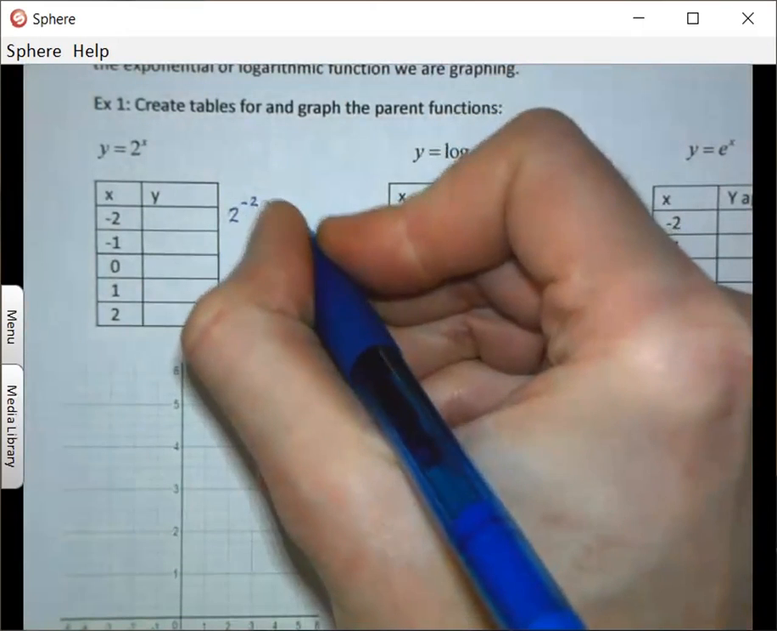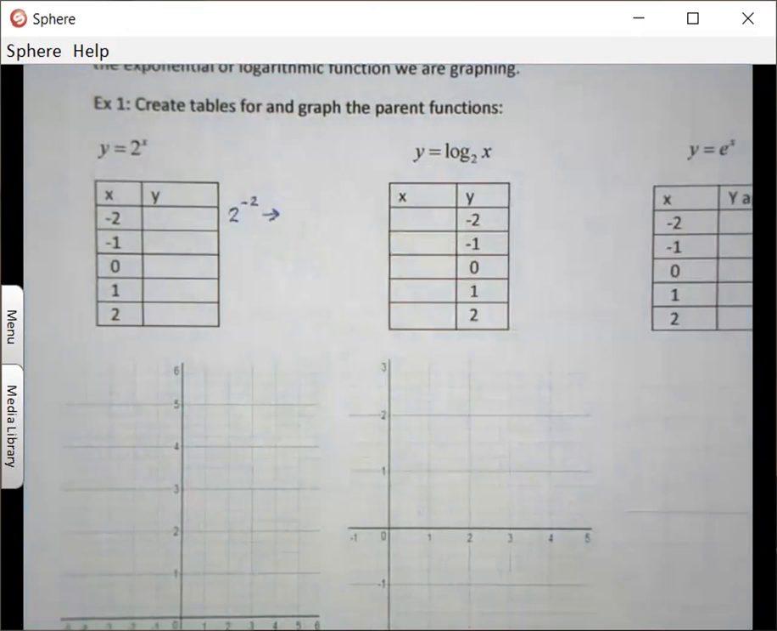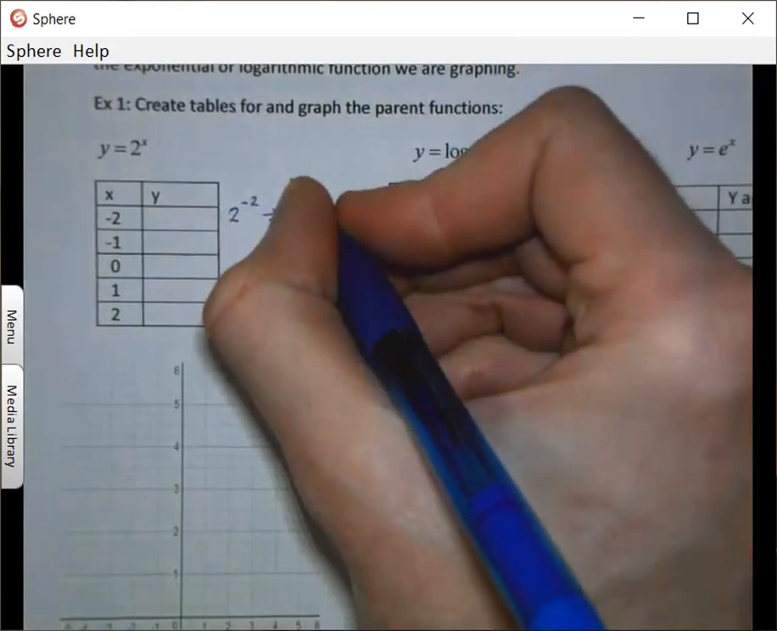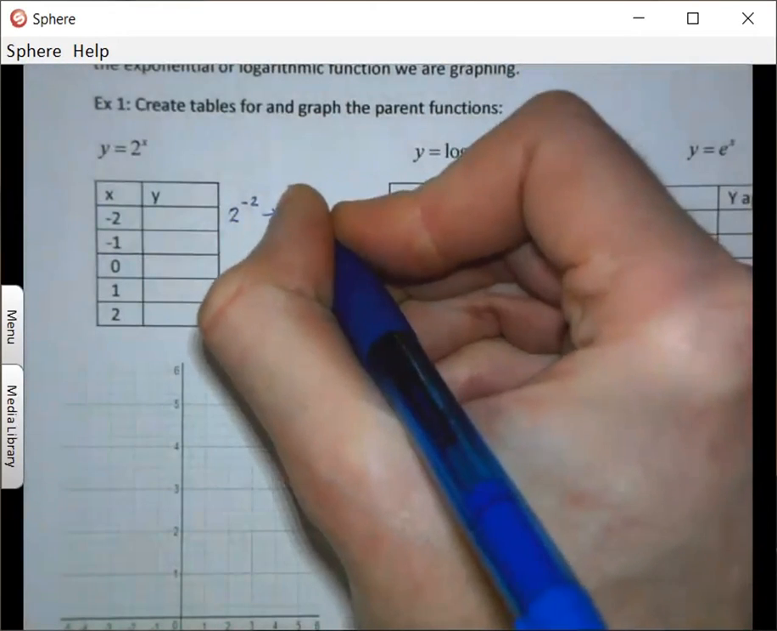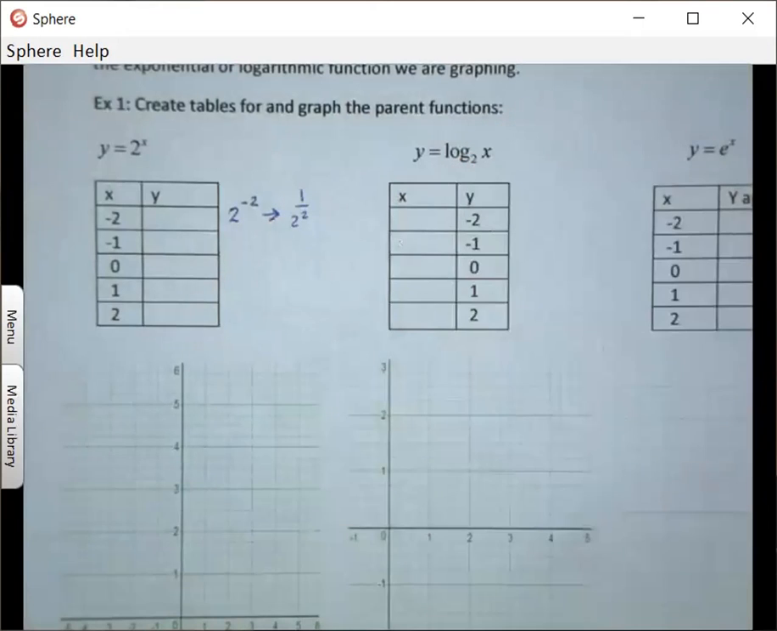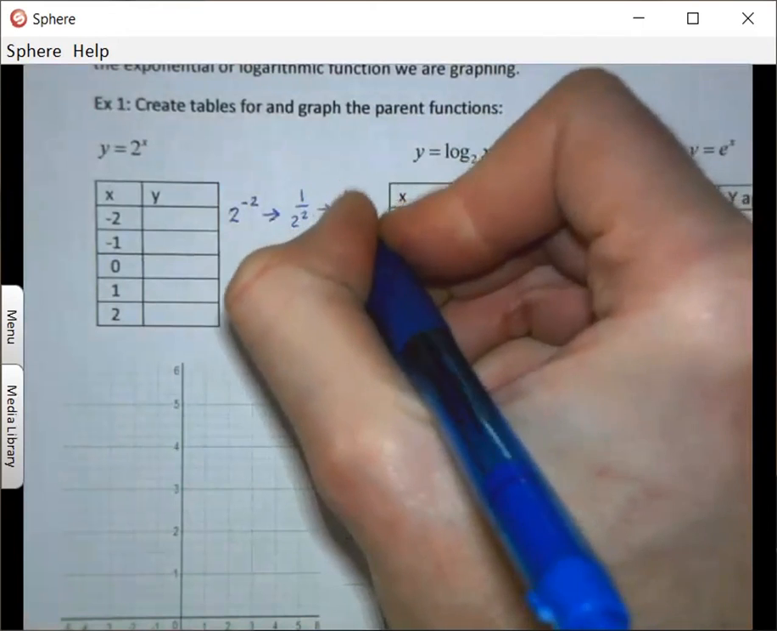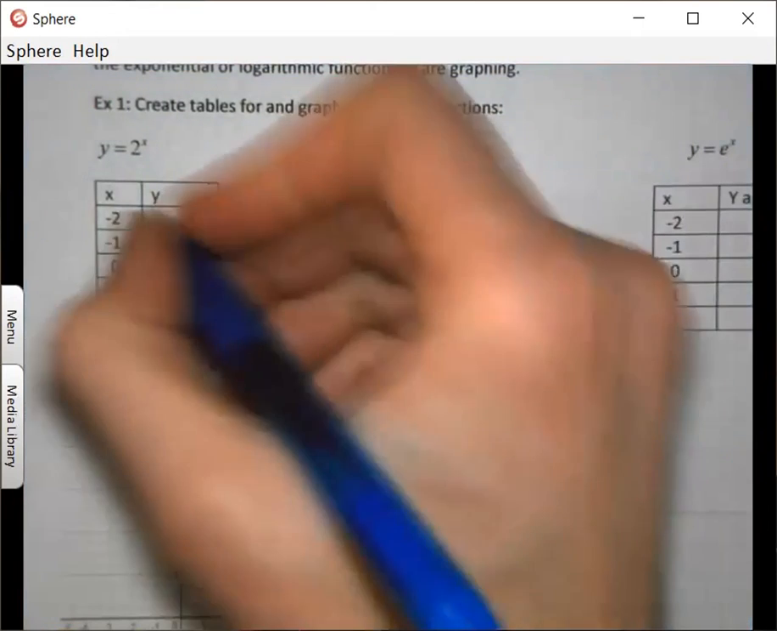So reminder, a negative exponent can move the 2 to the denominator, so it's 1 over 2 squared, or 1/4, or a quarter.